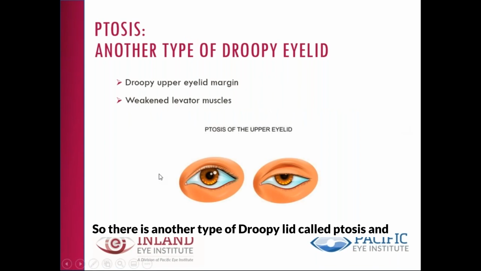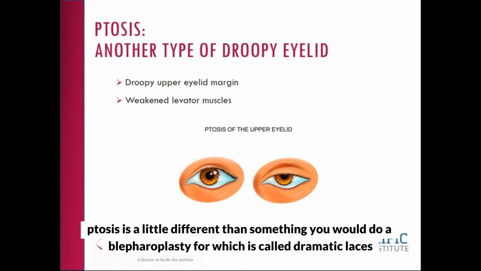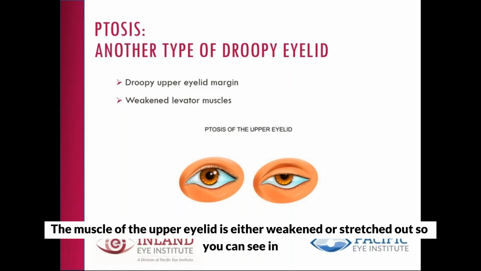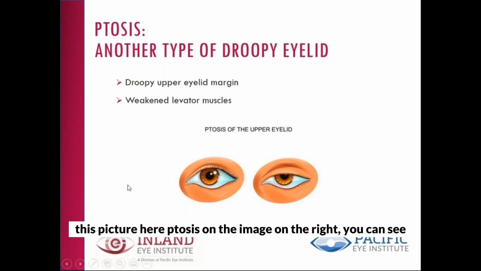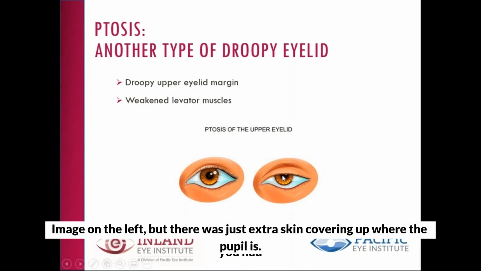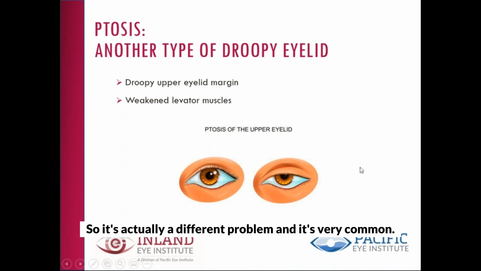So there is another type of droopy lid called ptosis. And ptosis is a little different than something you would do a blepharoplasty for, which is called dermatochalasis, because what's actually going on with that is it's not just extra skin and heavy tissue. The muscle of the upper eyelid is either weakened or stretched out. So you can see in this picture here, ptosis on the image on the right, you can see how the lashes are kind of blocking the pupil. Now that's different than the image on the left, where there was just extra skin covering up the pupil. So it's actually a different problem, and it's very common.